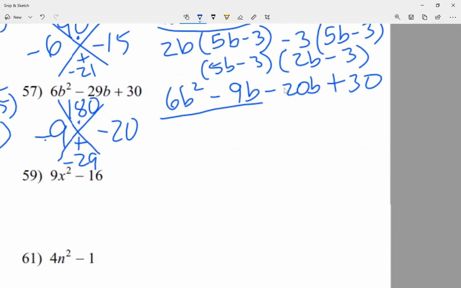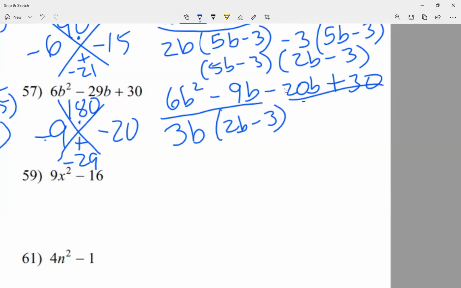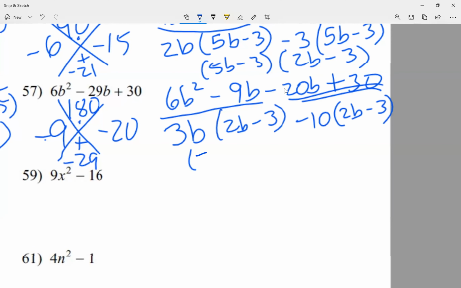Looking at the first two terms, number-wise, I can divide each by 3, and I can remove a b. So that's going to give me 2b minus 3. Looking at the last two terms, I can divide each by a negative 10. So that's going to give me 2b minus 3. I want my parentheses to match. So I'm going to get 2b minus 3 and 3b minus 10.